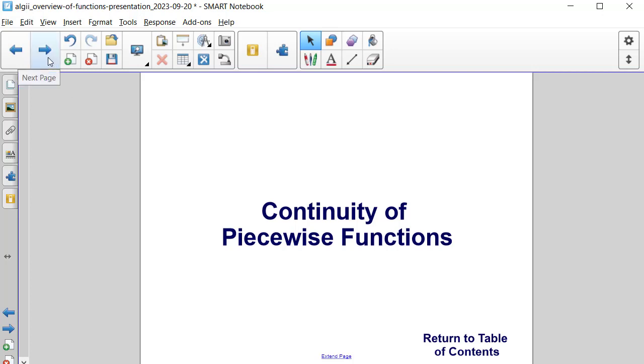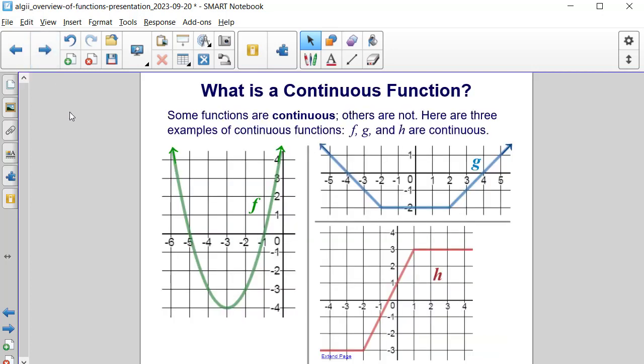Continuity of piecewise functions. What is a continuous function? Some functions are continuous and others are not. Here are 3 examples of continuous functions. F, G, and H are all considered to be continuous.